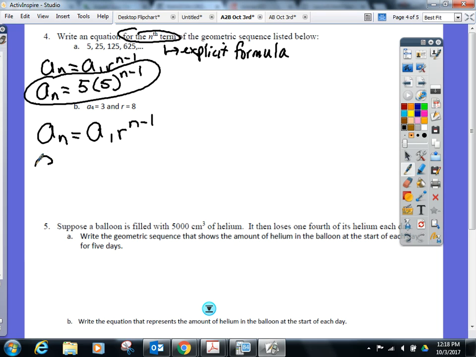Okay, we know if I'm trying to find the equation for the nth term, what's the problem? I don't give you what? First term. Can you find the first term, though? Just like we did in problem number 3. I'll give you a second right now. Go ahead and find a sub 1 so I can plug it into my formula.